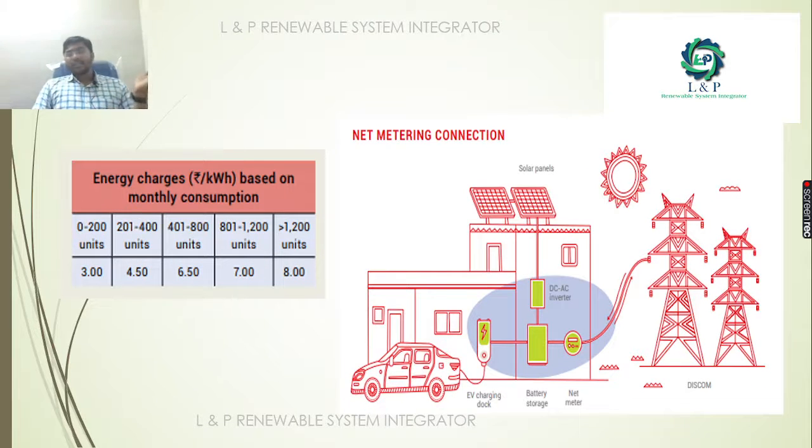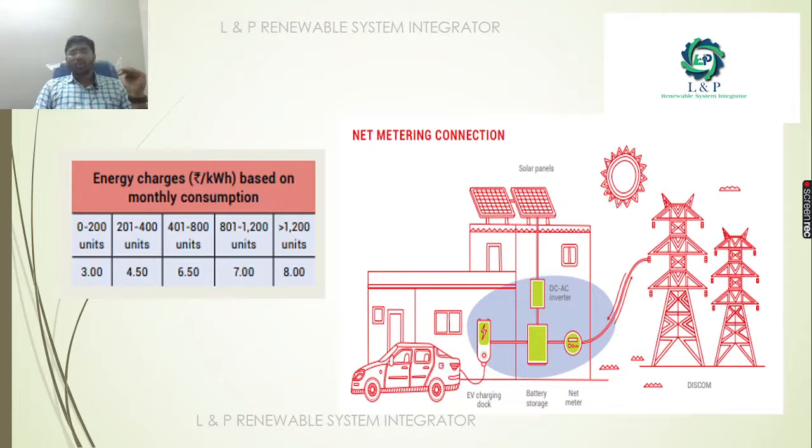So as we told earlier, this is how the net meter connection is done in a home. See here, there is a solar provision, there is a discom provision also, and we have a net meter also. See here, the electric vehicle dock is installed so that we can charge our electric vehicles.